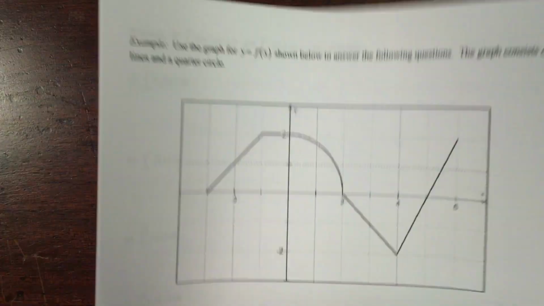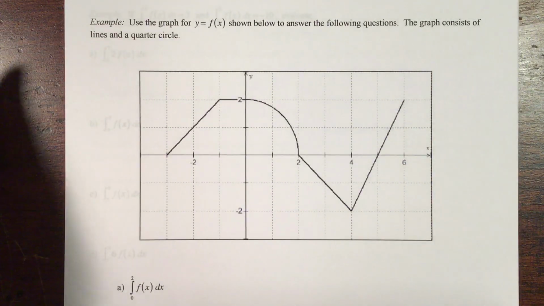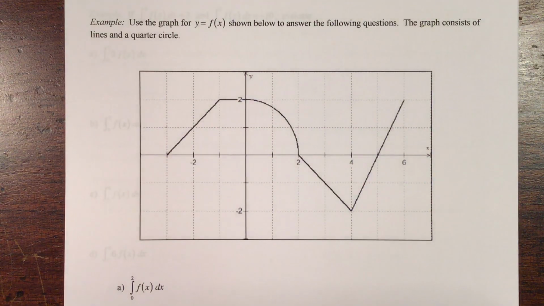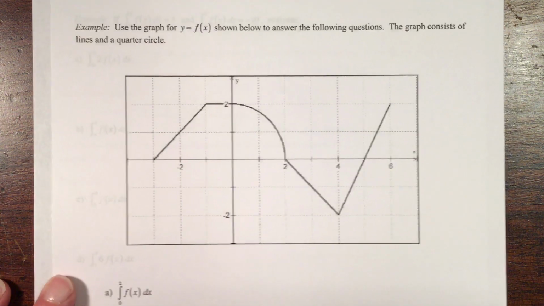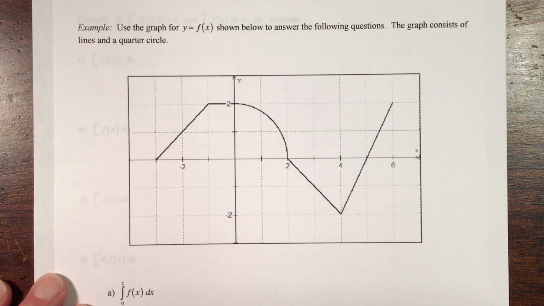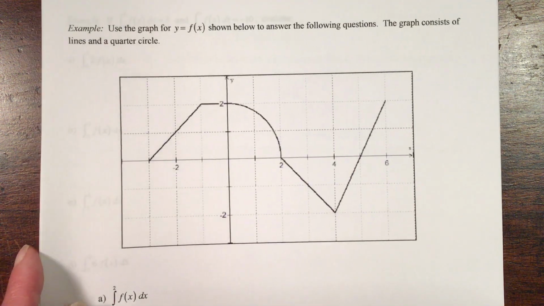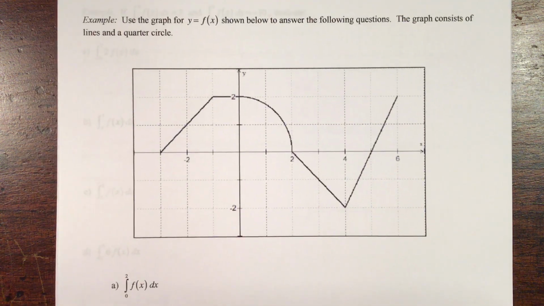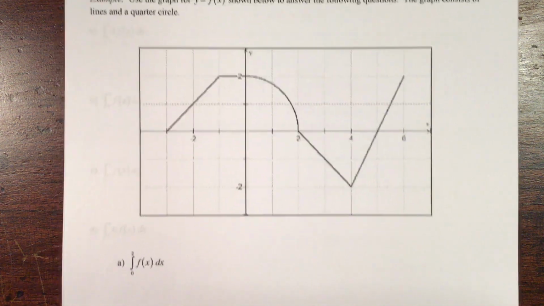Sometimes you'll have to do a little more. Okay? So in this case, I'm giving you a graph. Okay, our function f of x is made up of lines and a quarter circle. So now we need to read the problem, determine the area we're trying to find, and now since all of these are geometric shapes, we're going to use geometry to find the areas.